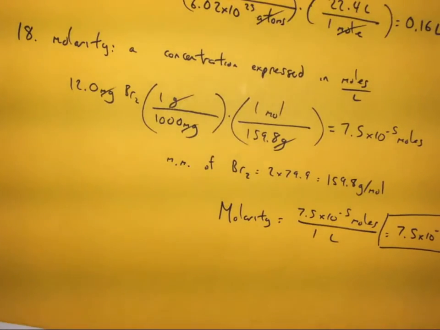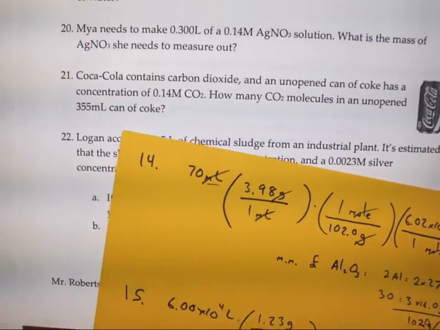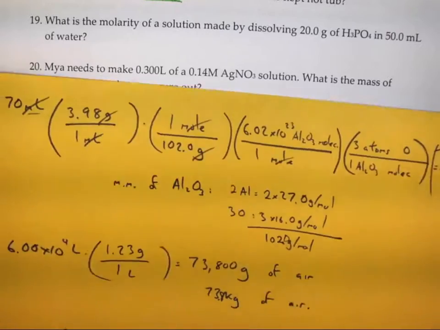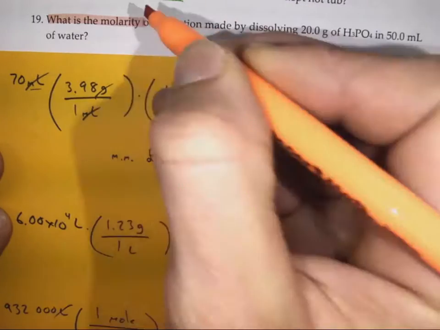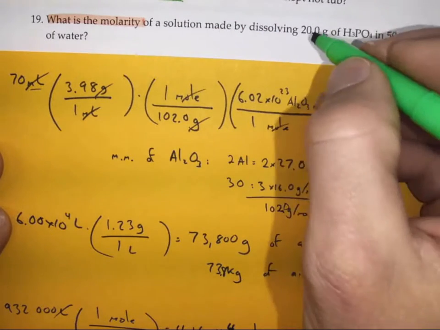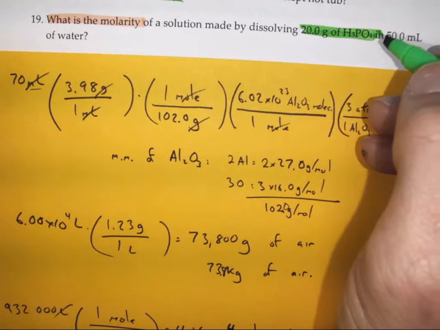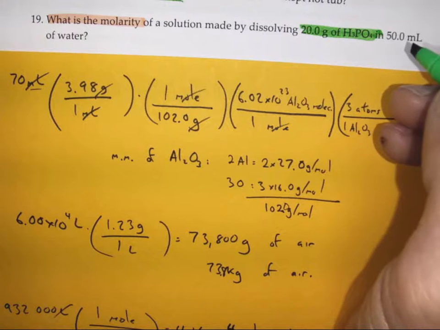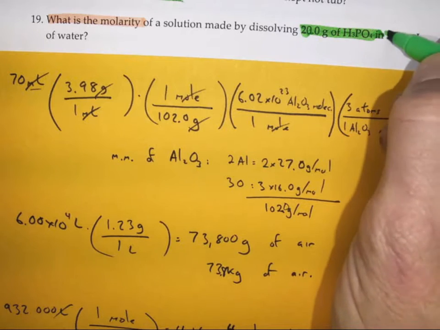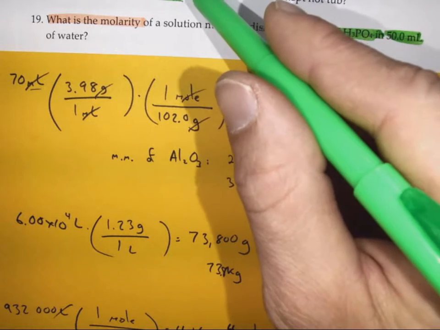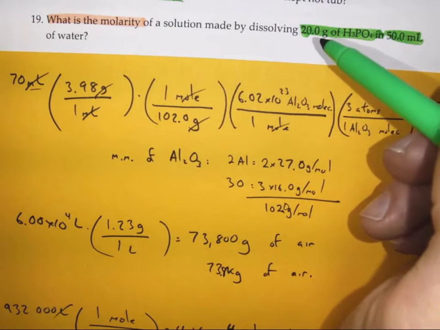All right, making some progress here. Let's move on to question 19. What's the molarity of a solution? That's what we're asked for. What's the molarity of a solution that is made by dissolving 20 grams of, what is that, phosphoric acid, I think? I haven't thought about naming acids in a while. I think that's what it's called. And we have some volume. So kind of like this one, we need to know a certain number of moles and a certain volume, and then we should express a molarity.